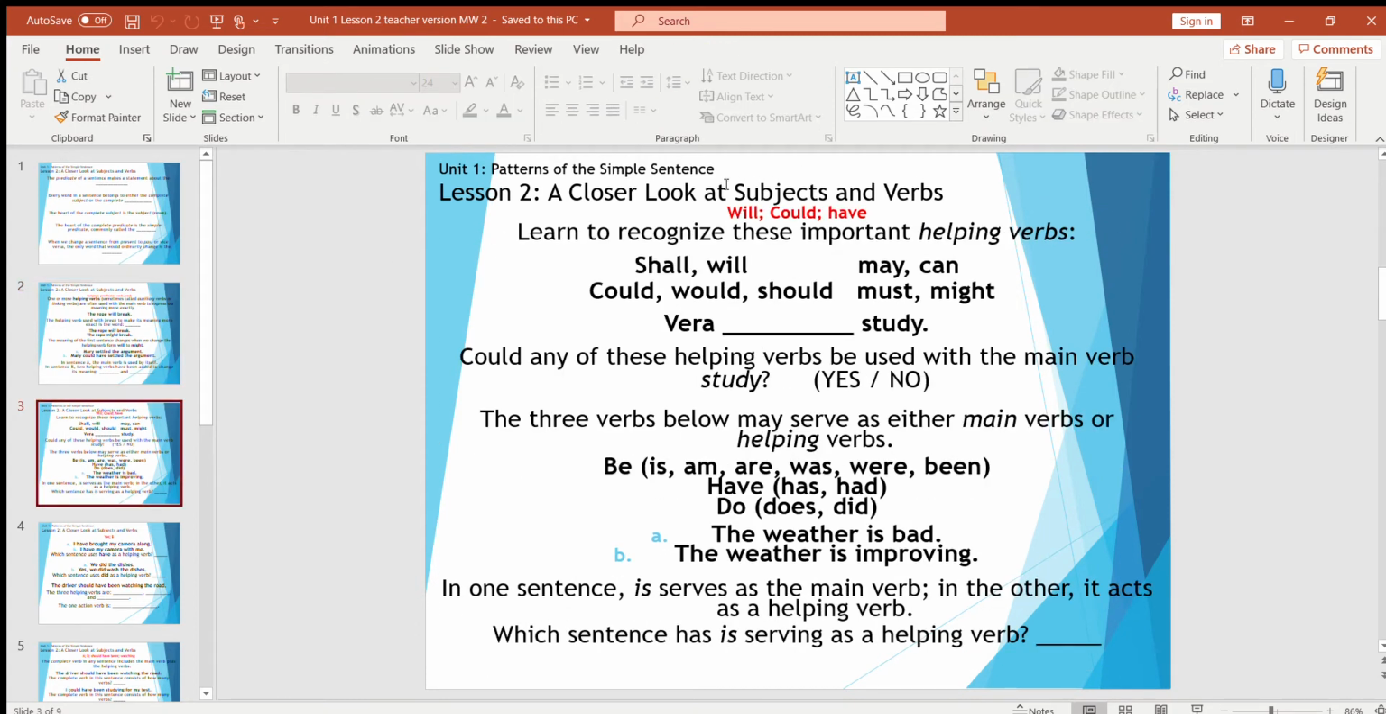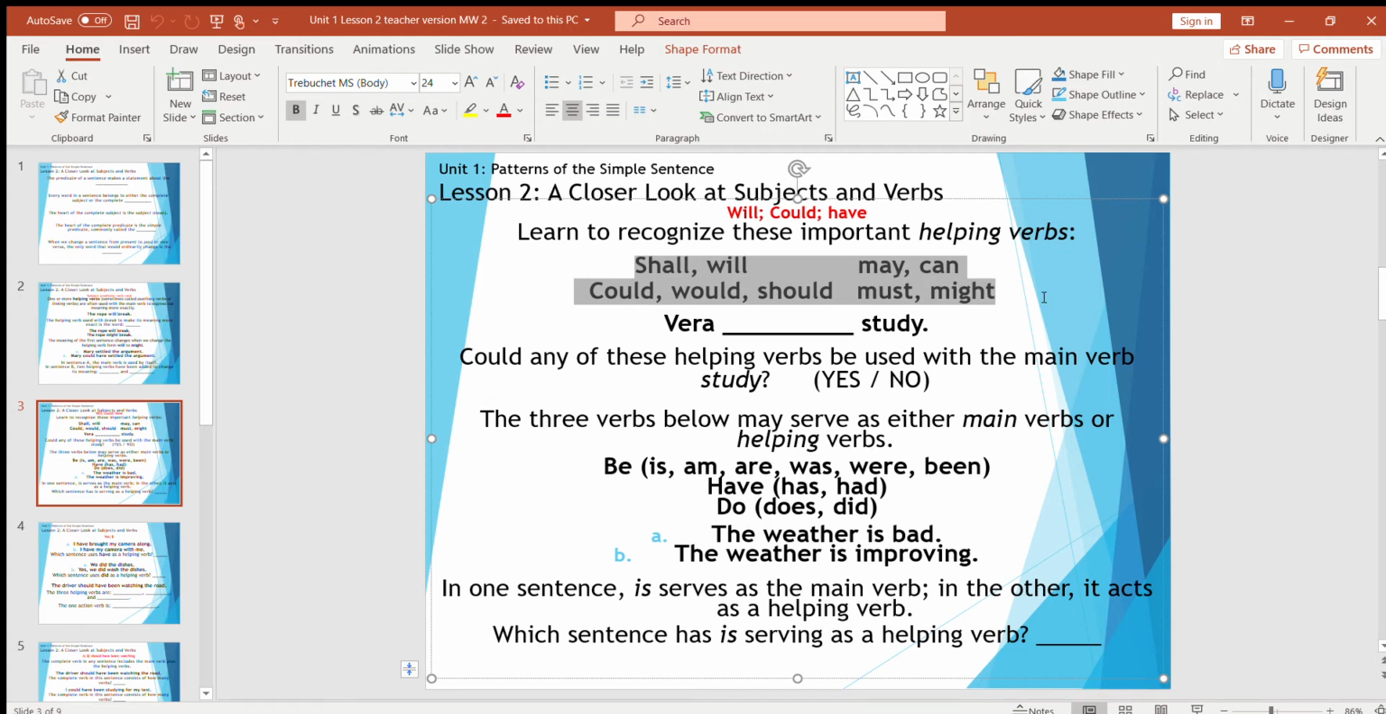So you need to learn to recognize the important helping verbs. So why don't you circle, star, highlight all of those? Shall, will, may, can, could, would, should, might, and must. If you see any one of those words, it is automatically going to be a helping verb, okay? So if we have Vera blank study, could we stick any of those highlighted words into the blank and have that sentence make sense? Absolutely. Vera shall study, will study, could study, would study, should study, may study, can study, must study, and might study. Yeah, Vera's going to be studying. So those ones are only ever helping verbs, okay?